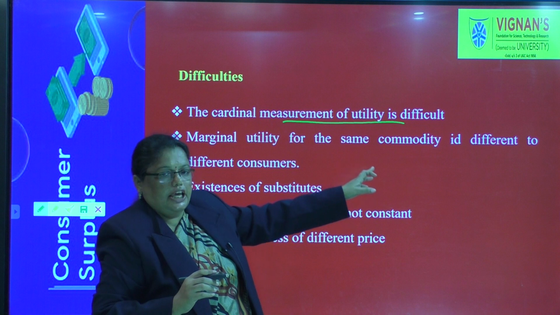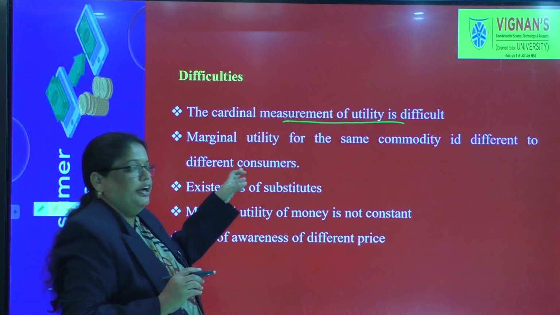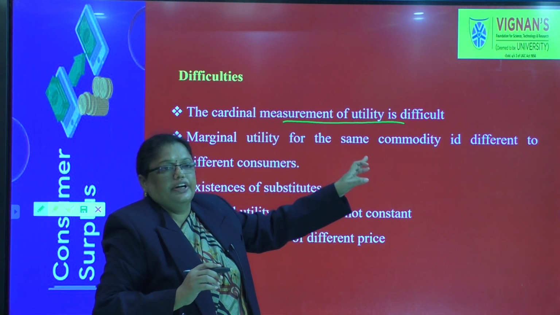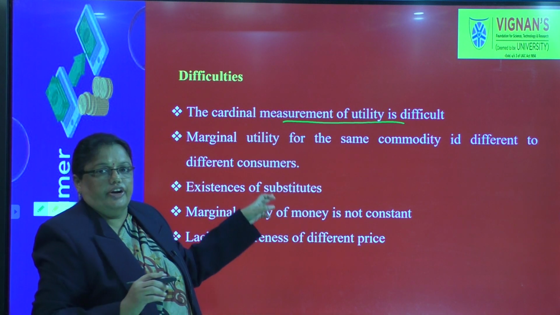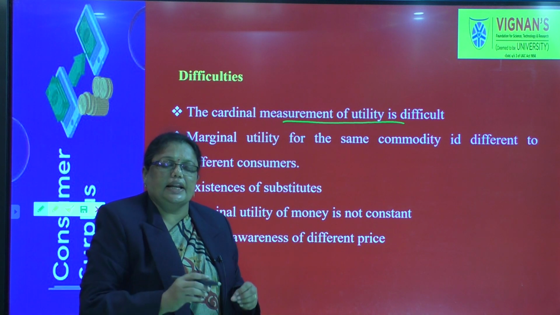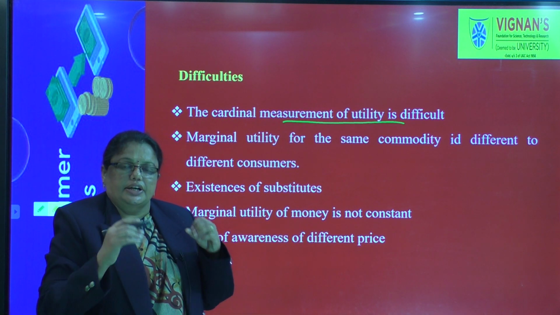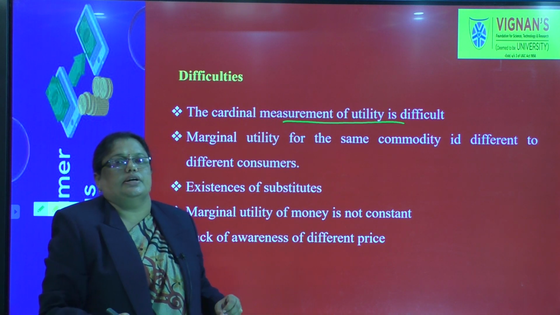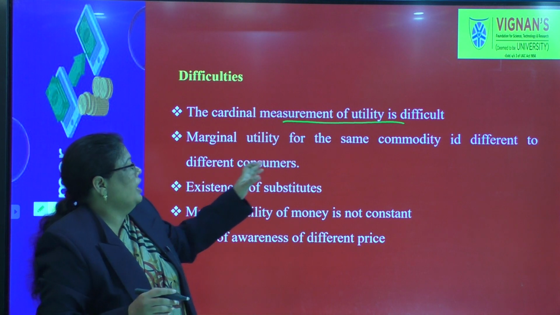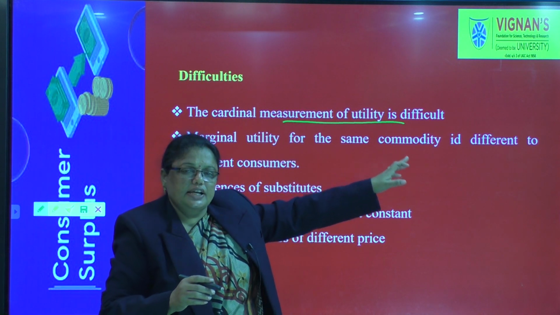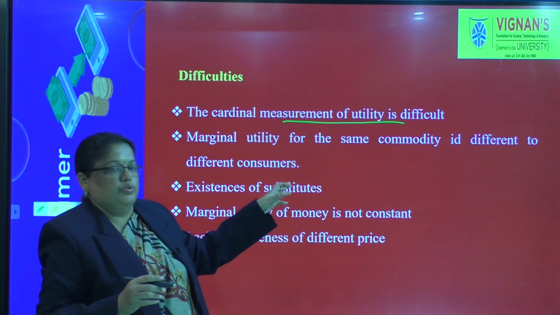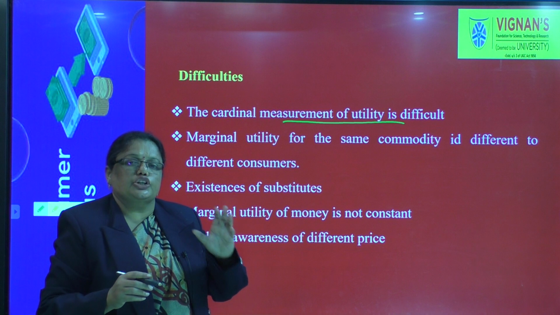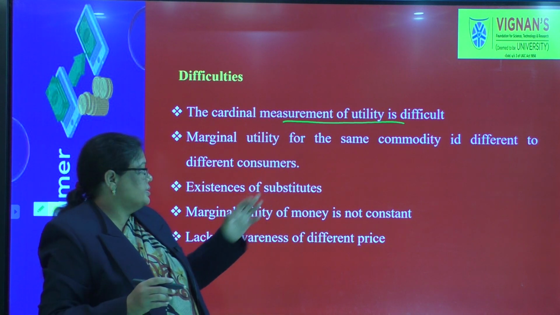Marginal utility for the same commodity is different for different consumers. Different persons have different tastes, habits, customs, fashions and preferences. So marginal utility for the same commodity is different for different consumers. That is why it is difficult to measure the consumer surplus.